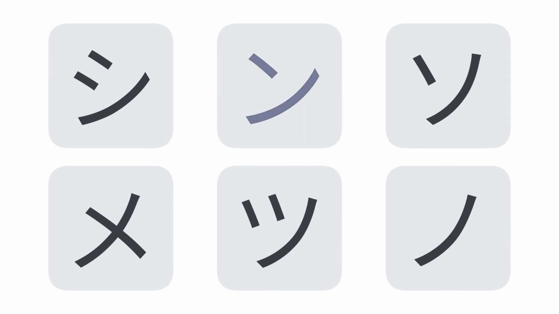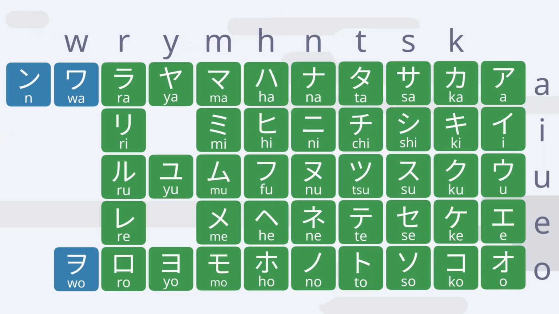N. トンネル。ハンカチ。オレンジ。We learned the characters wa, o, n.